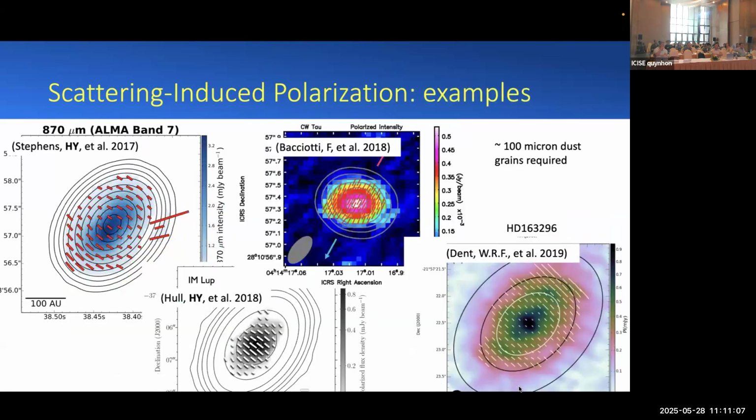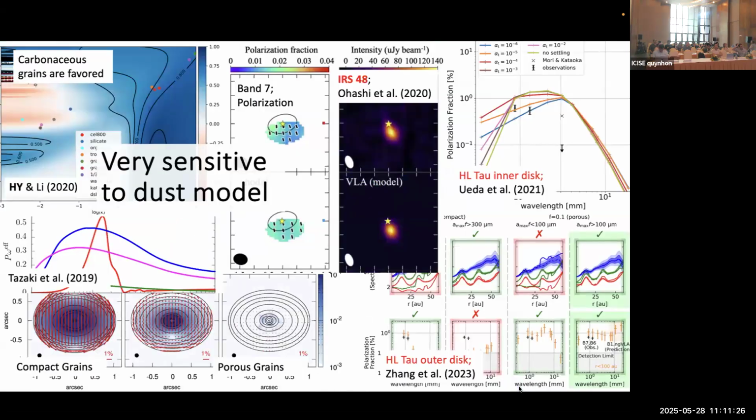And after our work, there are many, many systems. These are some of the best resolved ones, at ALMA band 7, in Taurus class 1, class 2 systems. We almost universally see this kind of uniform polarization pattern, and they are indicative of 100 micron dust grains. It is very sensitive to grain size, and there has been extensive work on it. I'm not going to spend too much time on this topic, but if you are interested, we can discuss afterwards.